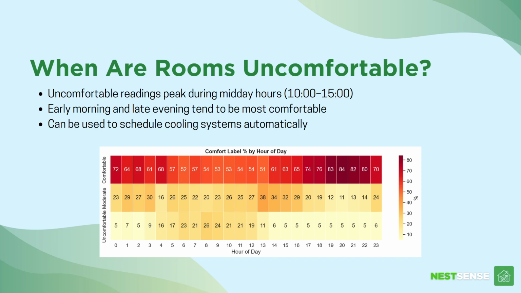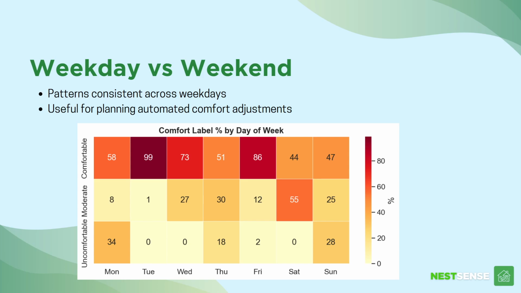So when are the rooms uncomfortable? As you can see from the table below, uncomfortable readings peak at midday hours, from 10 to 15. Early morning and late evening tend to be the most comfortable and can be used to schedule the cooling system automatically. Weekday versus weekend: the pattern is consistent across weekdays, which is useful for planning automated comfort adjustment.